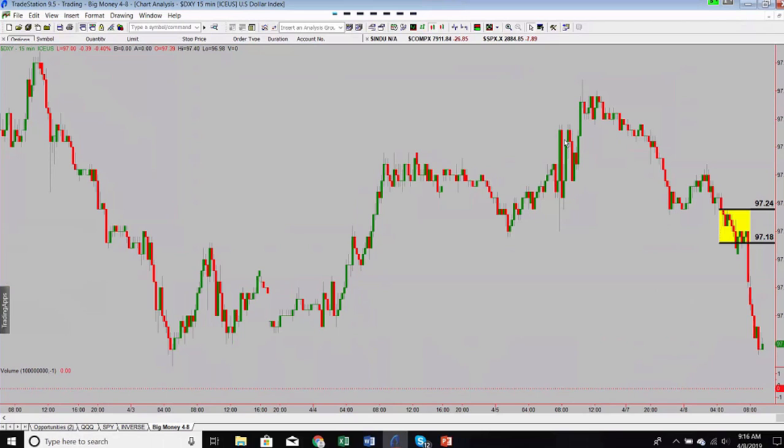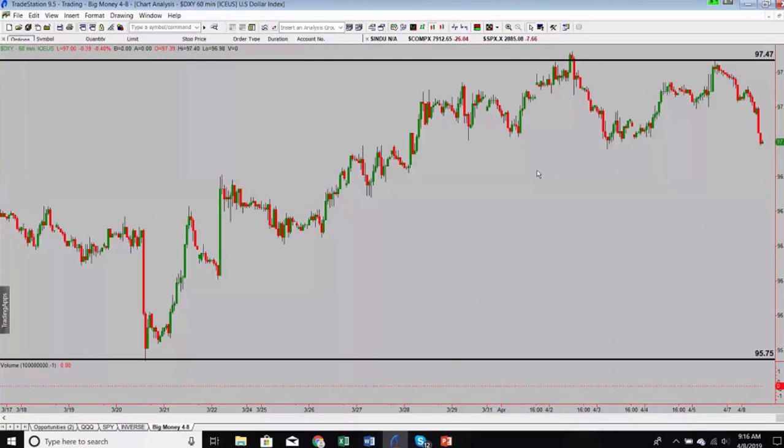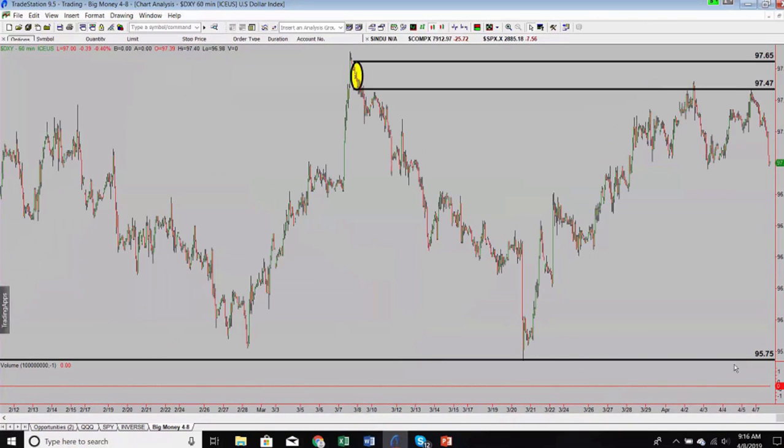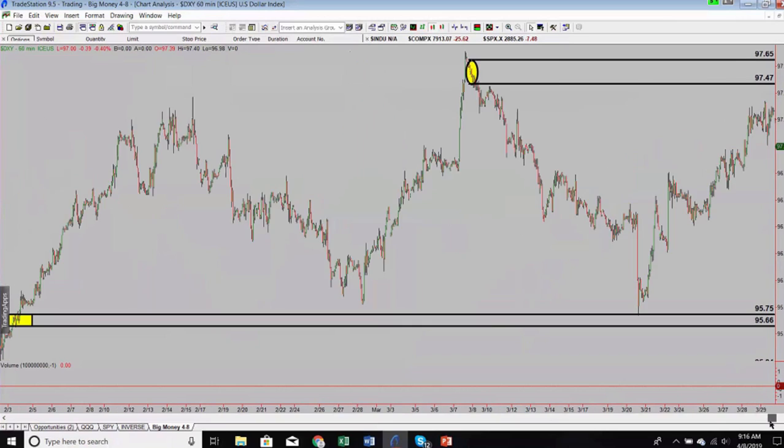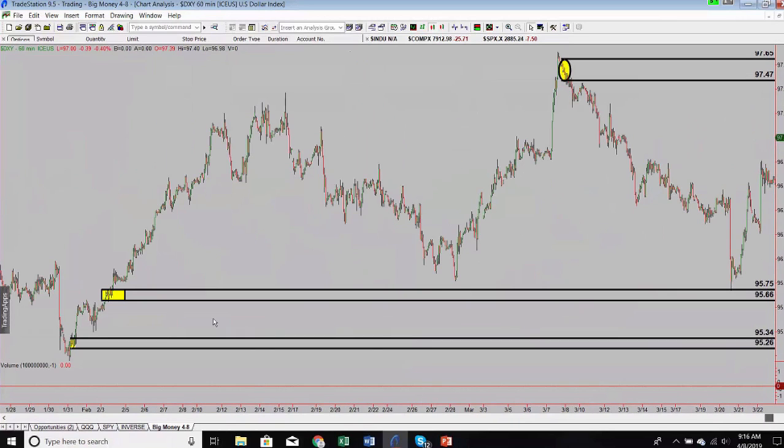So 96 demand zone, let's take a look. Let's go back to our 60-minute chart. At 96, you're looking at this area here. Yeah, we wouldn't call that demand. In fact, our demand zone was 95.75, so we'd look a little bit lower than that. See the demand zone down there? That was the fresh zone.